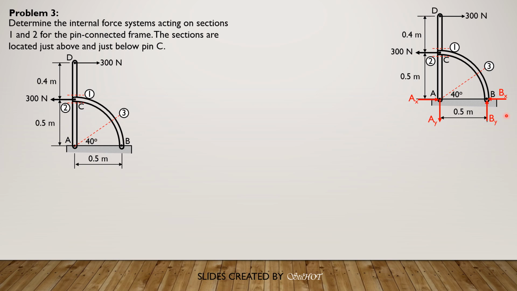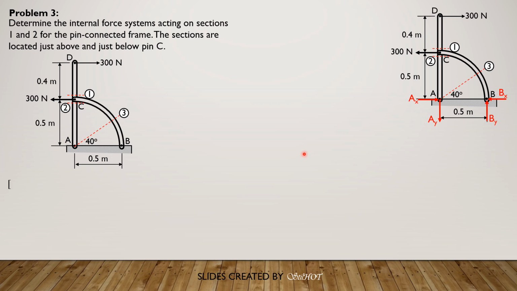And actually, because member BC is a two-force body, it is only bounded by smooth pins and there's no load in between. Therefore, this is a two-force body. So the reaction at B is directed towards C. Likewise, the reaction at C is directed towards B. And because this is a quarter circular arc, we conclude that the component reactions By and Bx are equal. So it follows that Ax and Ay are also equal based on the free body diagram of the entire body.